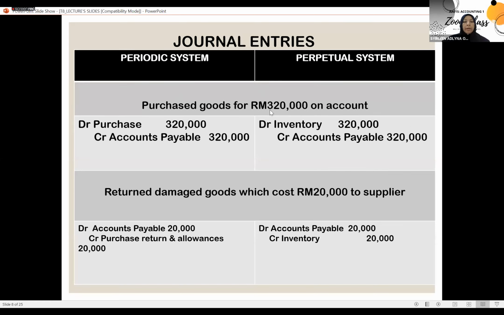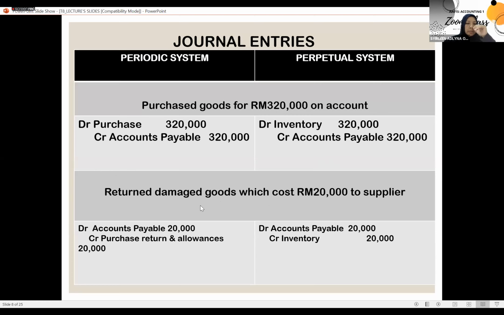Okay, alright. We look at the second situation given. Okay, let's say we have returns. Okay, so this particular person return damaged goods. Okay, pulangkan barang yang rosak. Nilai cost dia ialah 20,000. Okay, so you return the goods to your supplier. Okay, based on the amount given.